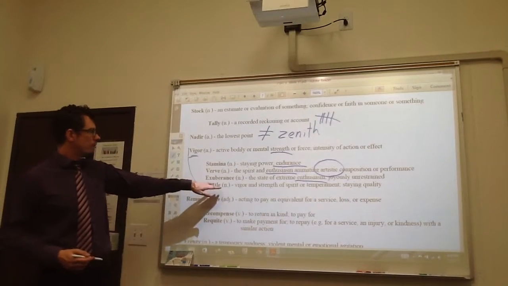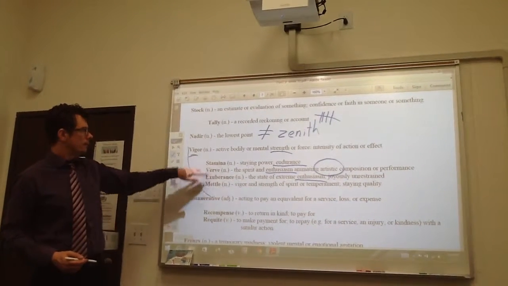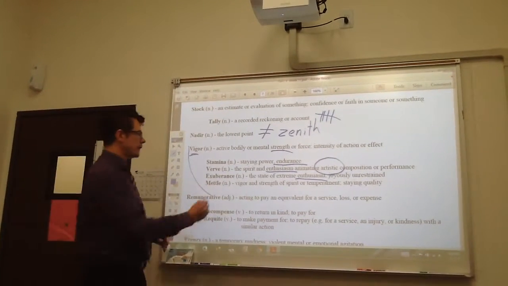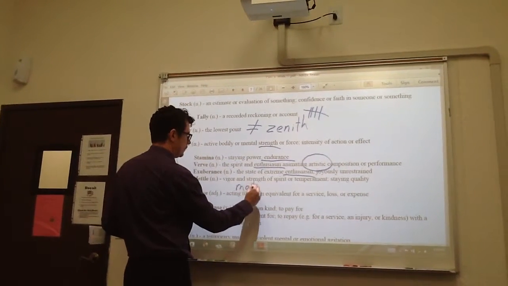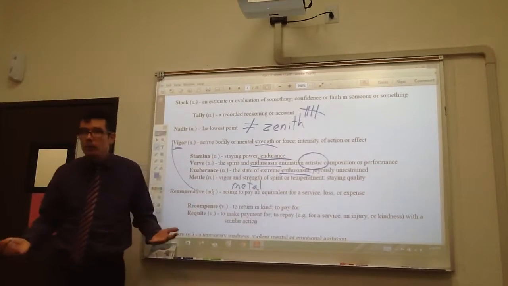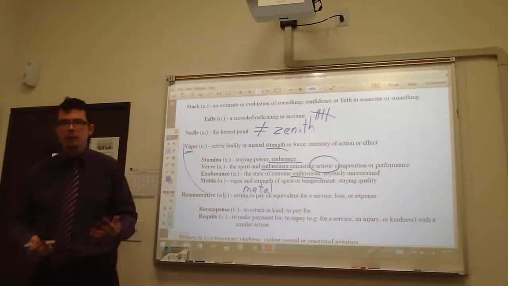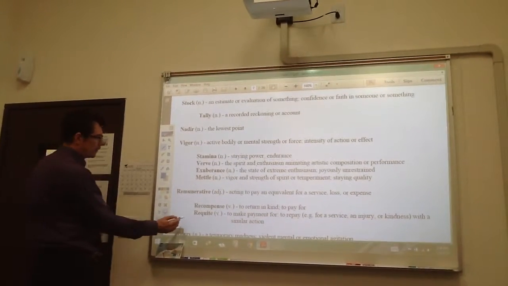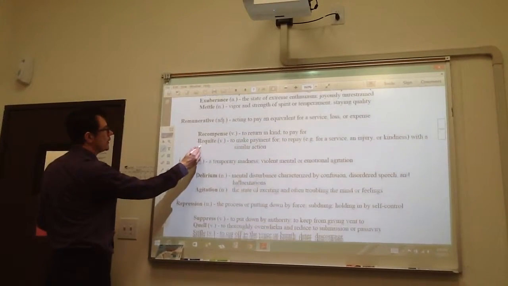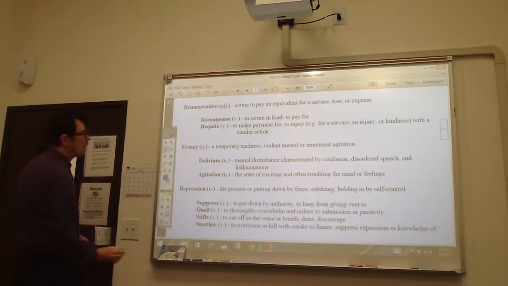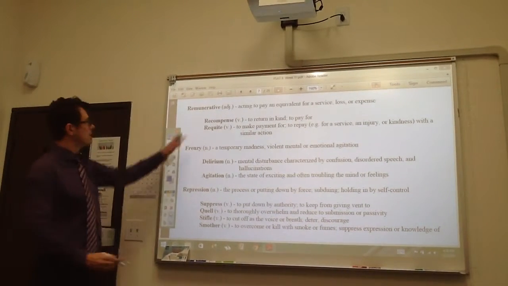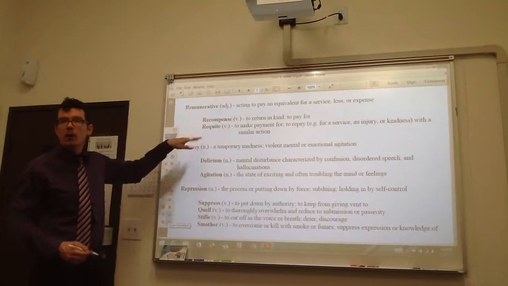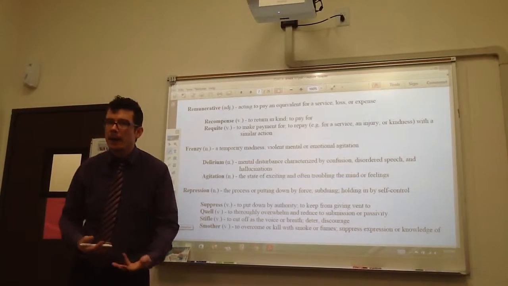The last one here, mettle, is very similar to stamina, okay? Easy way to remember it, just think about metal, yeah, steel, iron. Most of our metals are very strong, okay? And finally, the last three here we're going to take a look at, remunerative, recompense, and requite. All basically have to do with paying back, okay?